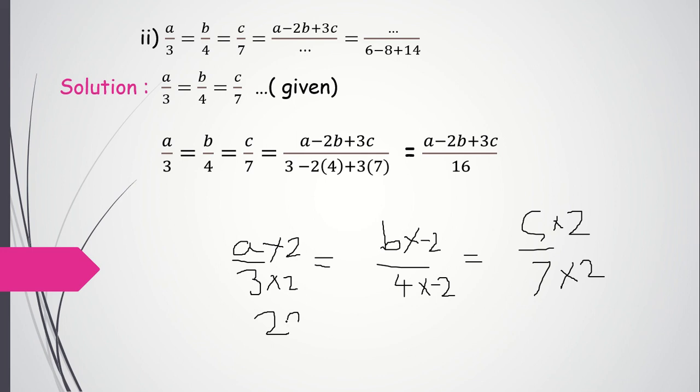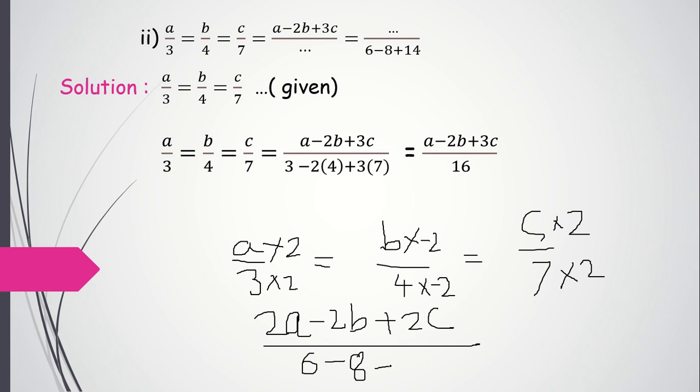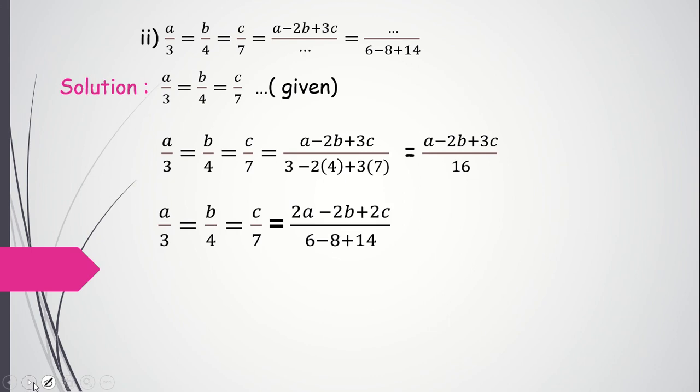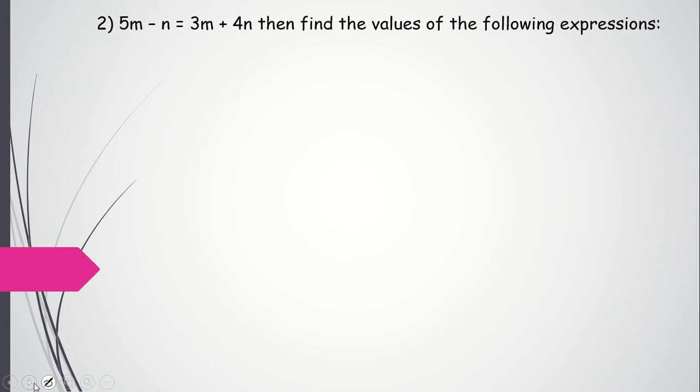2a minus 2b plus 2c upon 6 minus 8 plus 14. Let's see how we do that. 2a minus 2b plus 2c. So depending on how the question is, we have to use the theorem on equal ratios. Now let's proceed to the next sum.